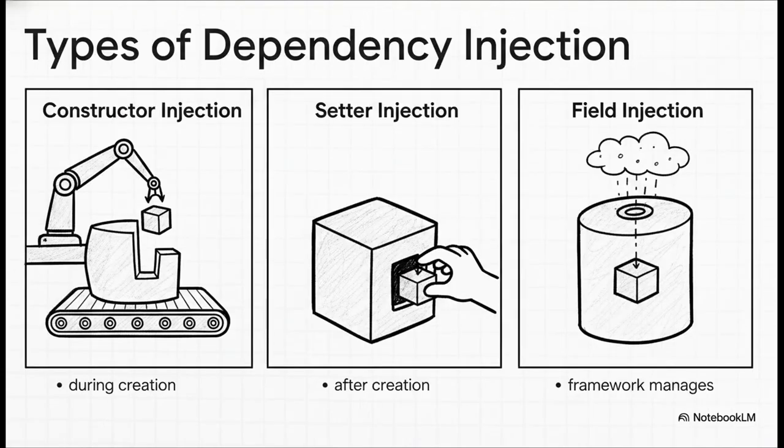Now, there are a few different ways to pull this off. By far the most common, and honestly the best way, is through constructor injection. You pass in the dependencies when you first create the object. It's clean, it's upfront, and it makes sure the object is always ready to go. But you'll also see other types like setter injection or field injection, especially in some big frameworks that do a lot of magic for you.